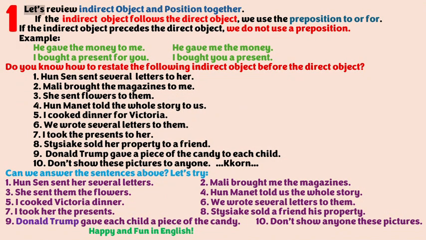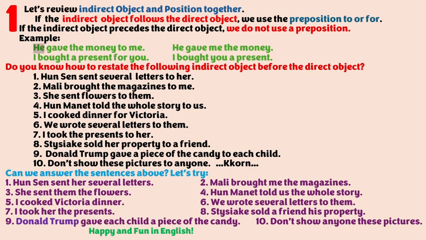Let's review indirect object and position together. If the indirect object follows the direct object, we use the preposition to or for. If the indirect object precedes the direct object, we do not use a preposition.